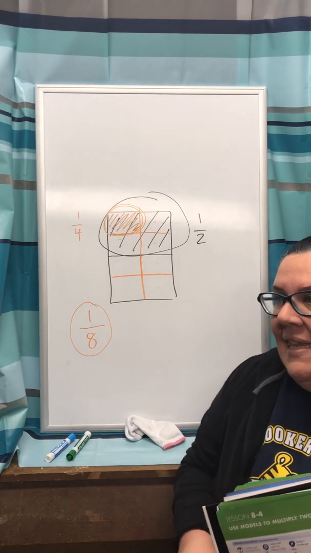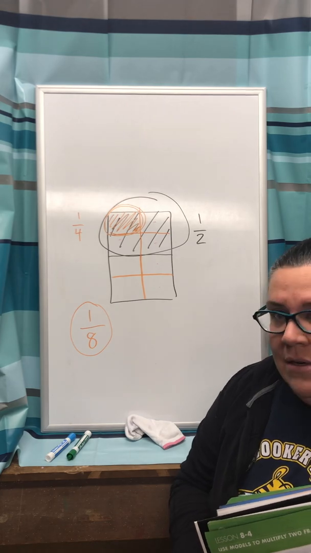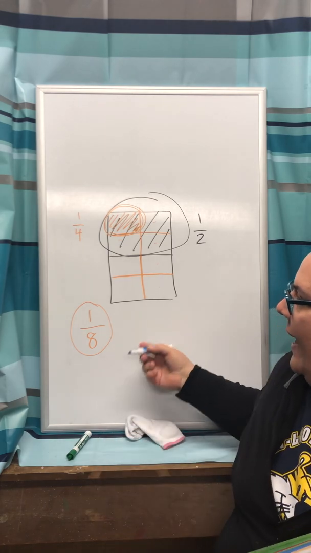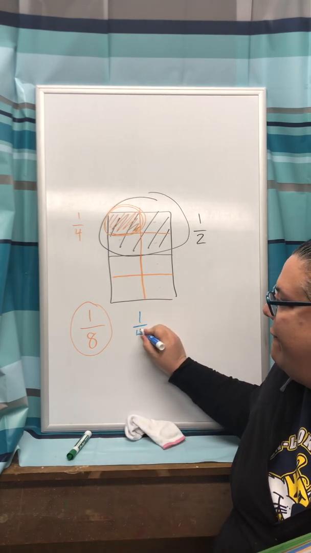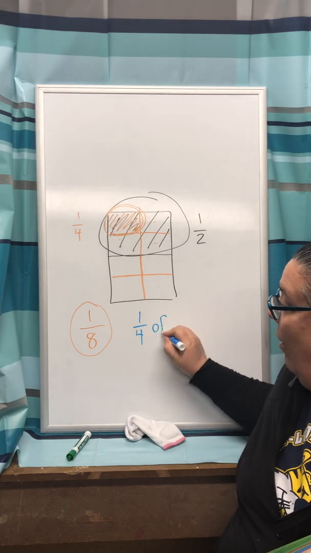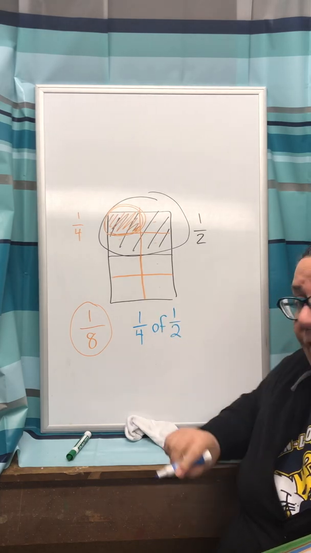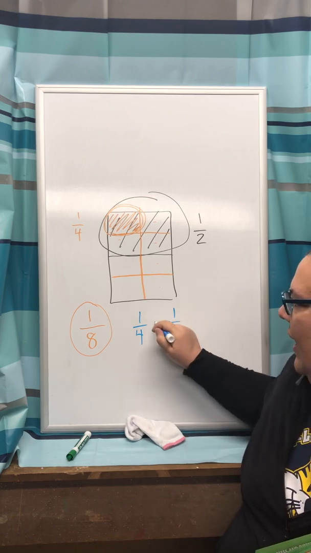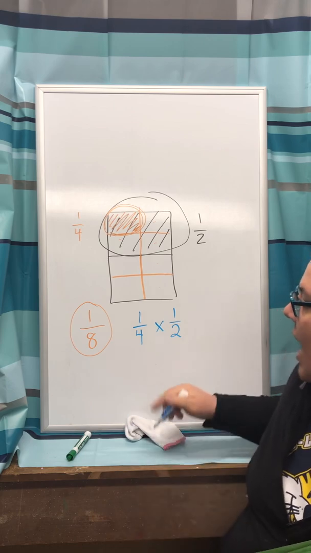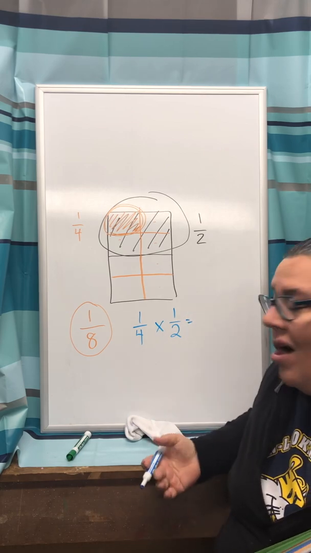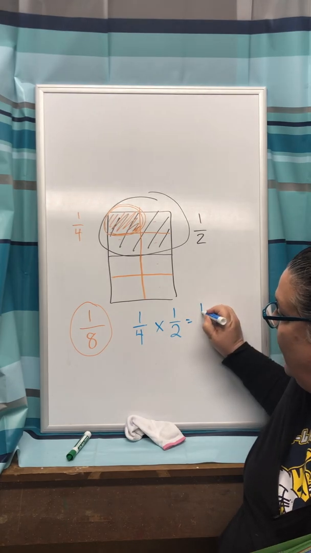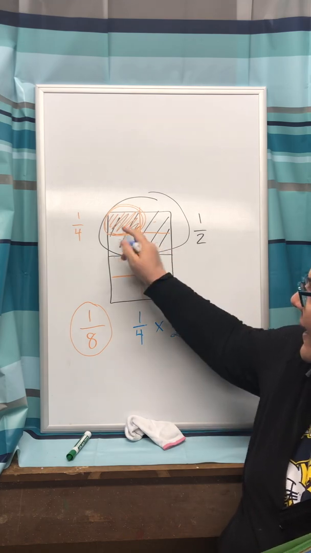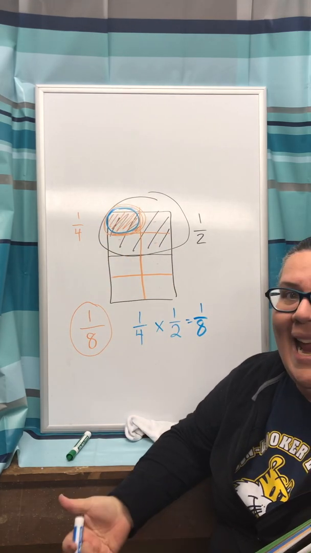Now, if I did that using multiplication and I didn't include the model, because they did say I can solve it however I wanted to, what I would really be doing is, what is 1/4 of 1/2? So 1/4 of 1/2, remember we're going to take that of and change it into multiplication. And then all I'm doing is I'm multiplying across. So 1 times 1 is 1, and 4 times 2 is 8. That gives me my section that is 1/8 of the whole.